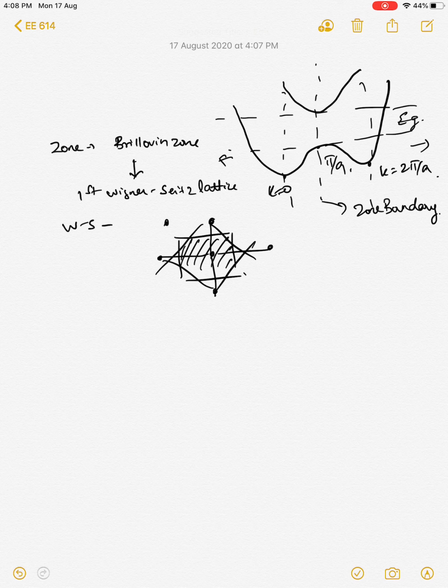However, in reality, the lattices are all three-dimensional, right? And the atomic potentials are not as simple as what we have taken. So typically, people go to elaborate methods to actually calculate the complete band structure. The E versus K relationship for all K values is called the complete band structure.